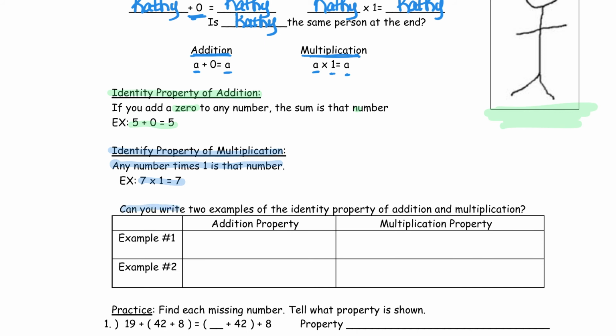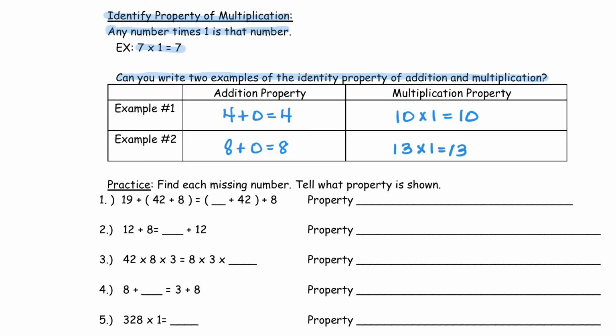Can you write 2 examples of the identity property of addition and multiplication? Just take a minute, pause the video, and do that now. And there you have a couple of examples of the identity property of addition and the identity property of multiplication.